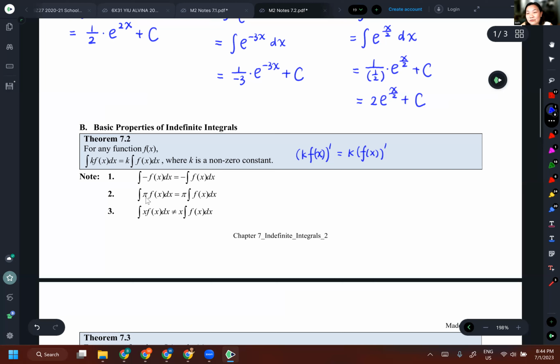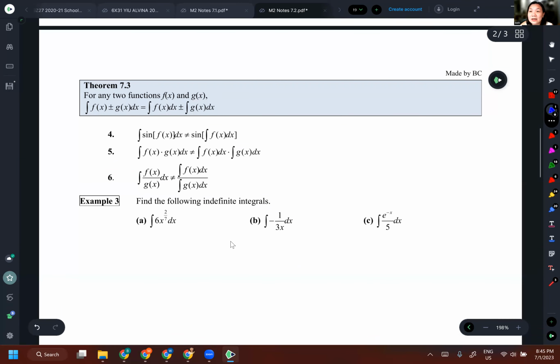If you have a constant, maybe pi, maybe some other value, you can take it out as well. But pay attention that the thing that you take out must be a constant. You cannot take out x because x is a variable. Now, you can take out pi, but you cannot take out x. I hope you know the difference between pi and x. It's not allowed because it's just not going to equal. Okay.